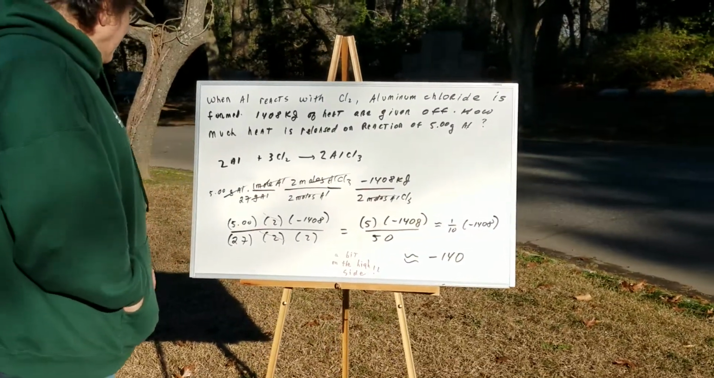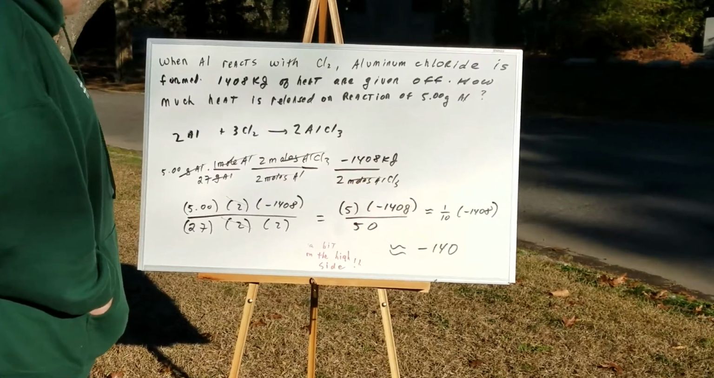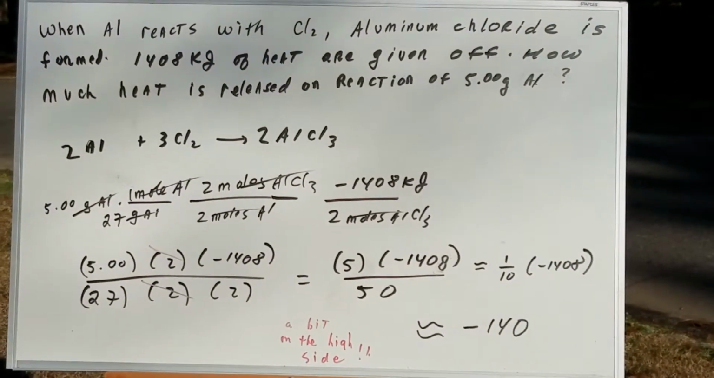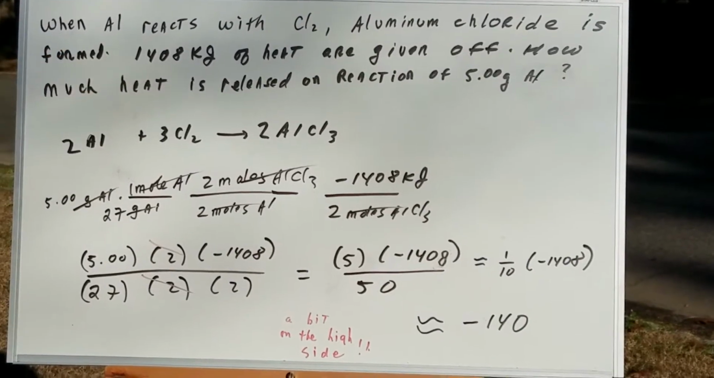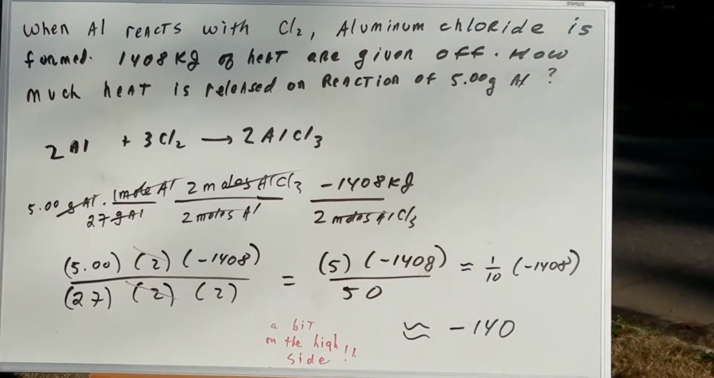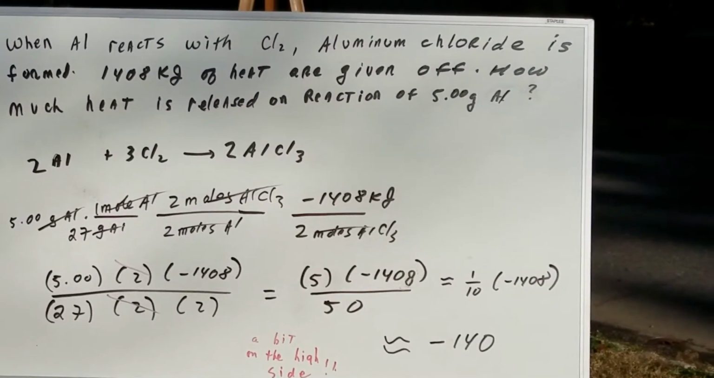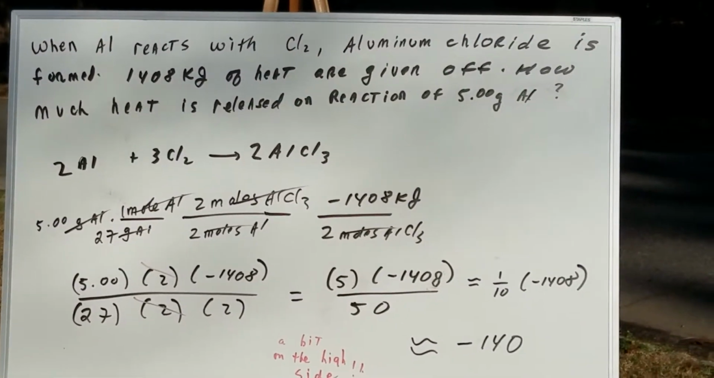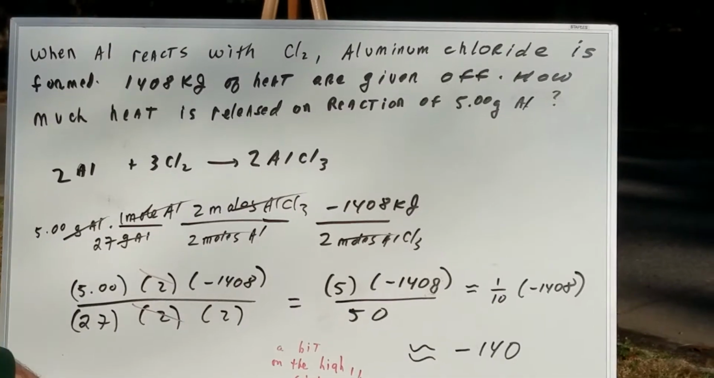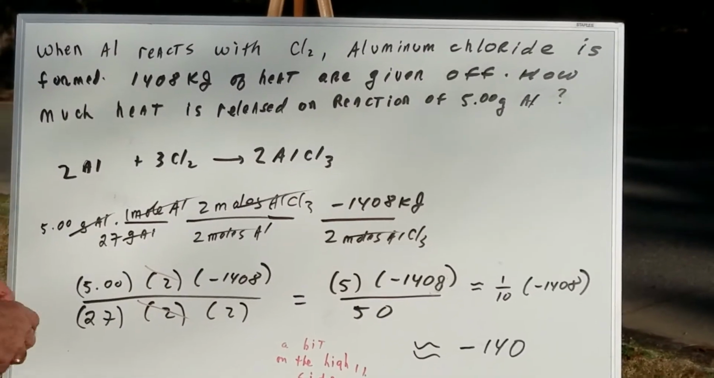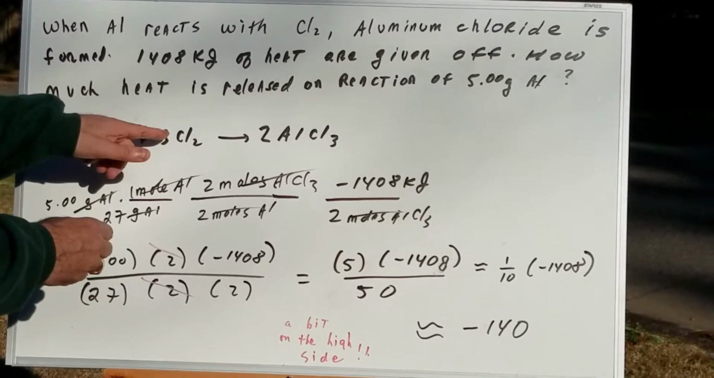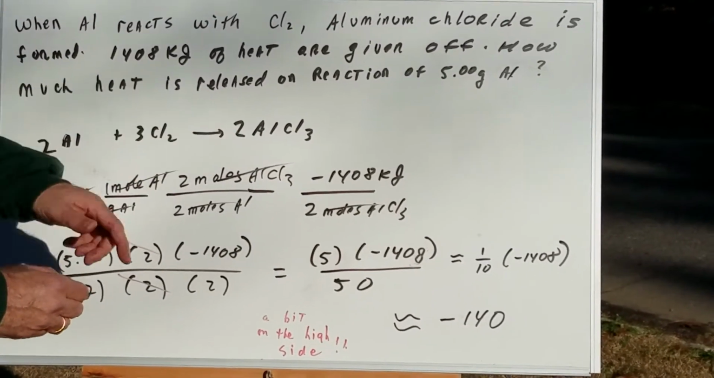What I have here, it says that when aluminum reacts with chlorine, aluminum chloride is formed. 1408 kilojoules of heat are given off. So right off the bat, we know it's an exothermic reaction. How much heat is released on reaction of 5 grams of aluminum? Now, the first thing you need to do is to write the equation out. So we're going to take aluminum plus chlorine, and it gives aluminum chloride.